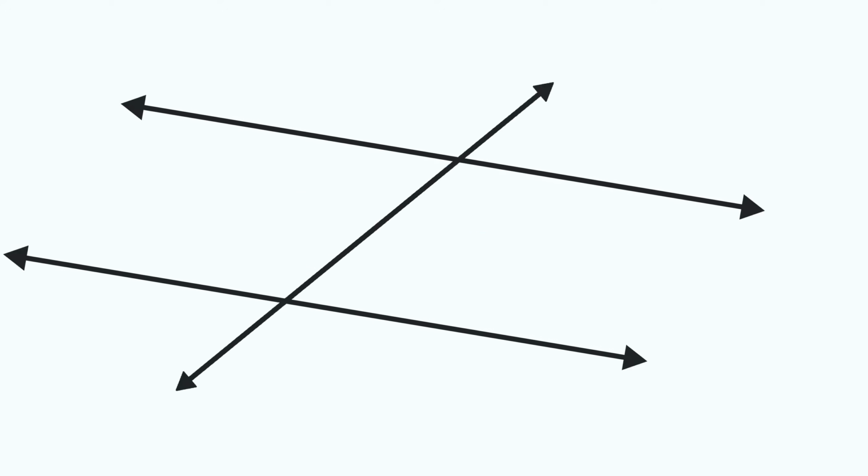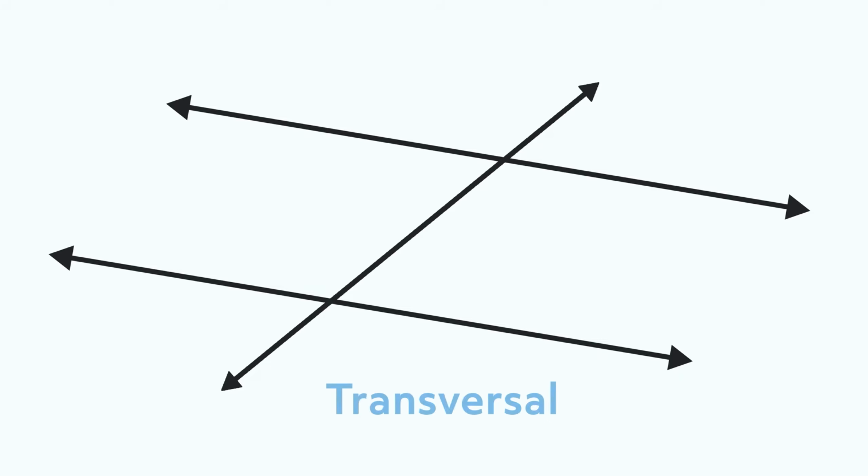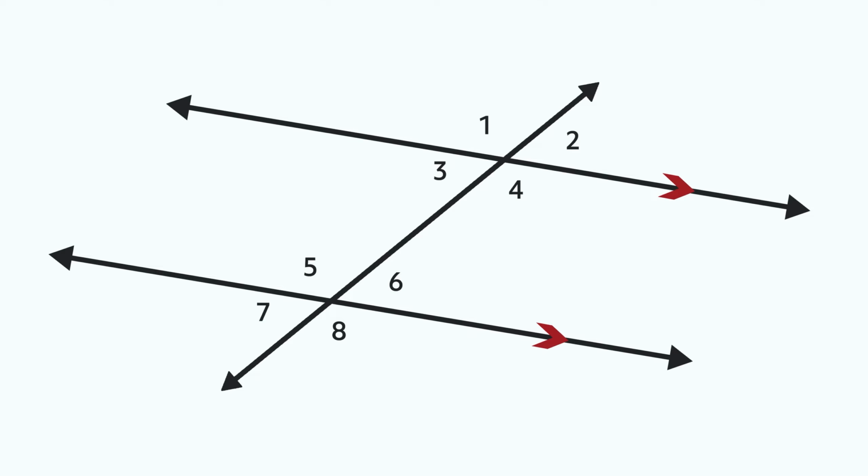Now, let's look at three lines intersecting. This is called a transversal. Once again, we've numbered the angles, and there are red arrow marks on two of the lines, indicating that they are parallel. A transversal doesn't have to have parallel lines, but when it does, it allows us to know a lot about the 8 angles created by the intersecting lines. But before we get to that, let's look at the 8 angles.